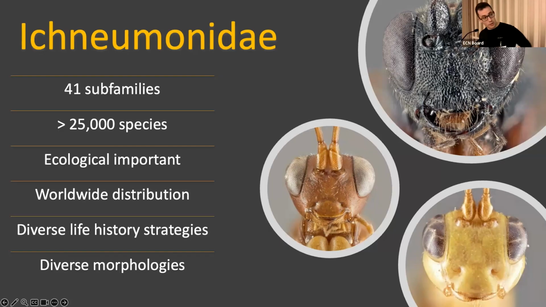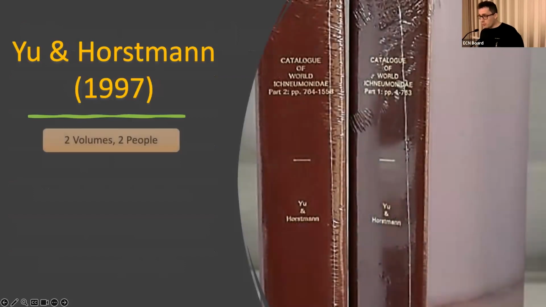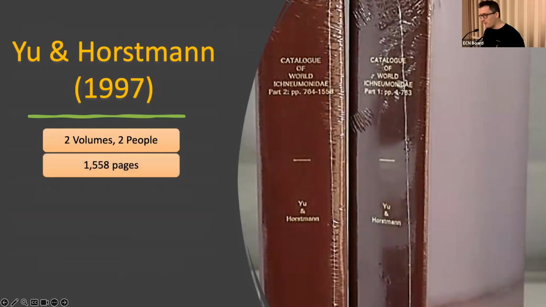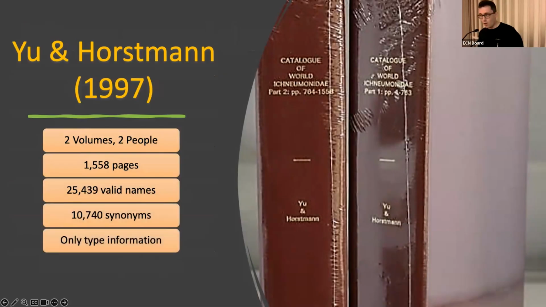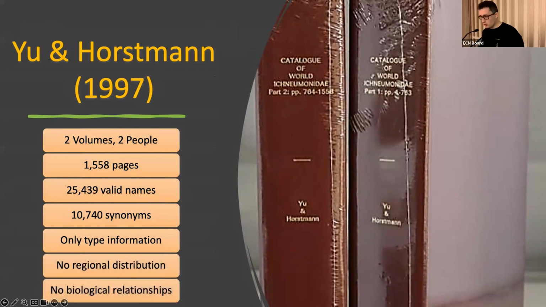To do that, historically, we have ECN Horstman, 1997, which came in 2 volumes, by 2 people. It's a huge catalog, more than 1,500 pages, more than 25,000 valid names, so only Ichneumonids here, 10,000 synonyms, only type information. There is no biological information and no regional distribution. So there was just a bare bone catalog.